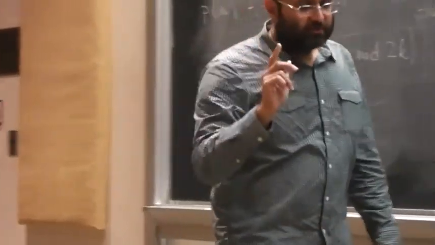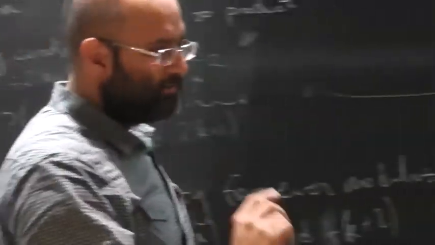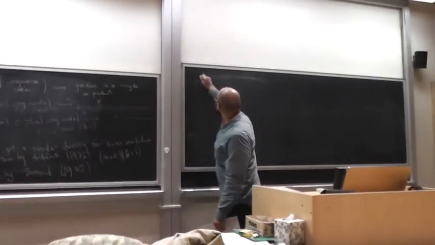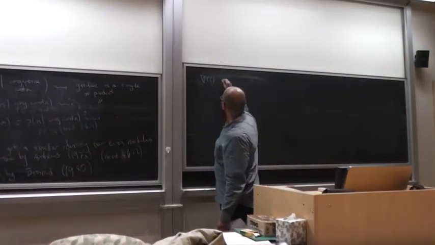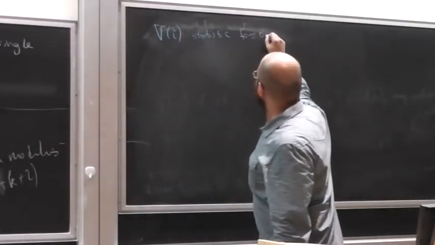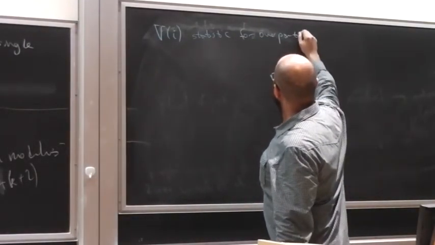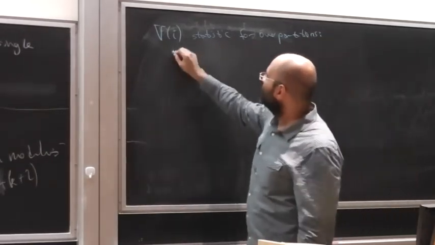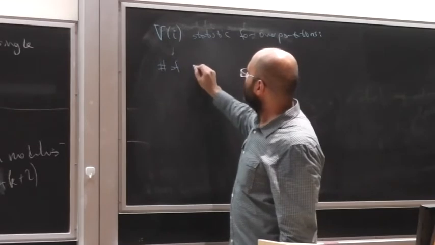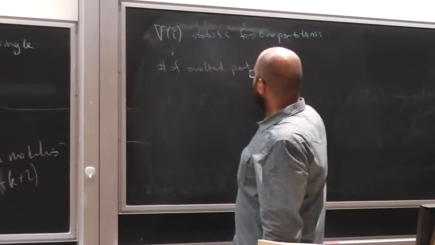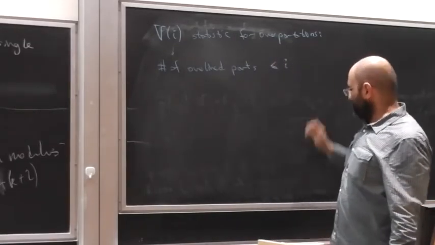There's something I swept under the rug. I didn't tell you about this overlined I statistic of Corteel and Lovejoy. That overlined I statistic is the number of overlined parts that are less than or equal to I.